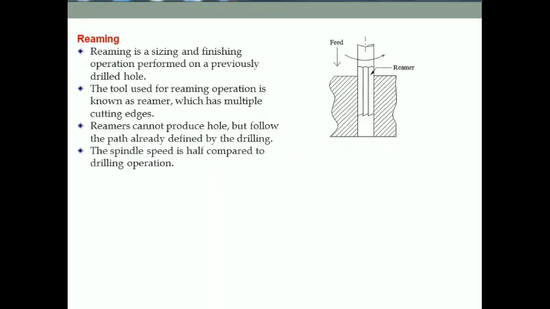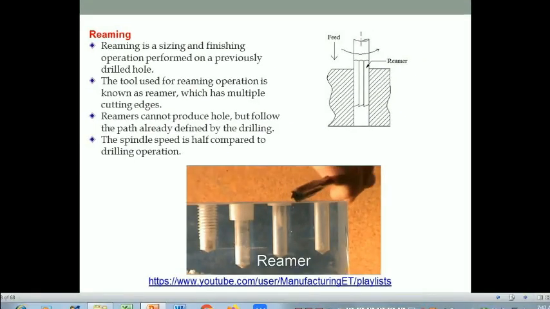Next operation is the reaming operation. Reaming is a sizing and finishing operation performed on a previously drilled hole. The tool used for reaming operation is known as a reamer, which has multiple cutting edges. Reamers cannot produce a hole but follow the path already defined by the drilling. The spindle speed is half compared to the drilling operation. Let's look at the simulation of this operation.